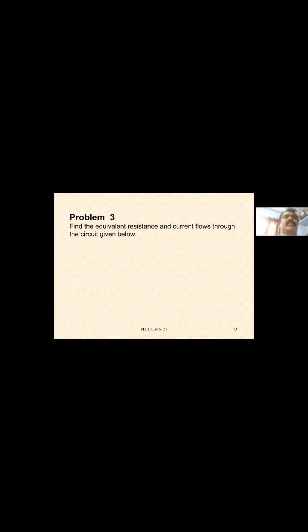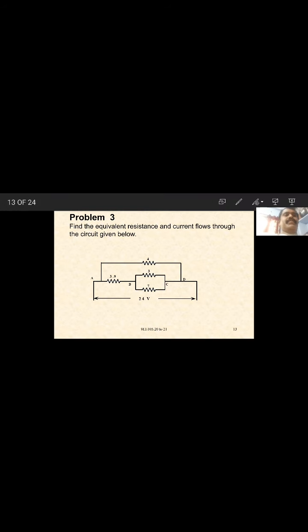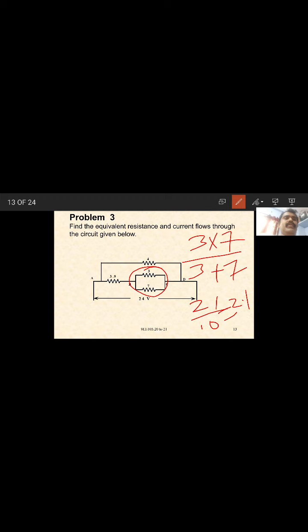So find the equivalent resistance and the current flowing through the circuit given below. Here in the given circuit, 3 ohms and 7 ohms are connected in parallel. First we have to find this resistance, which is 3 into 7 divided by 3 plus 7, that's 21 by 10, which is equal to 2.1 ohms. So 2.1 ohms is connected in series with 3.9, which is equal to 6 ohms. 6 ohms and 4 ohms are connected in parallel. Again we have to find the total resistance.